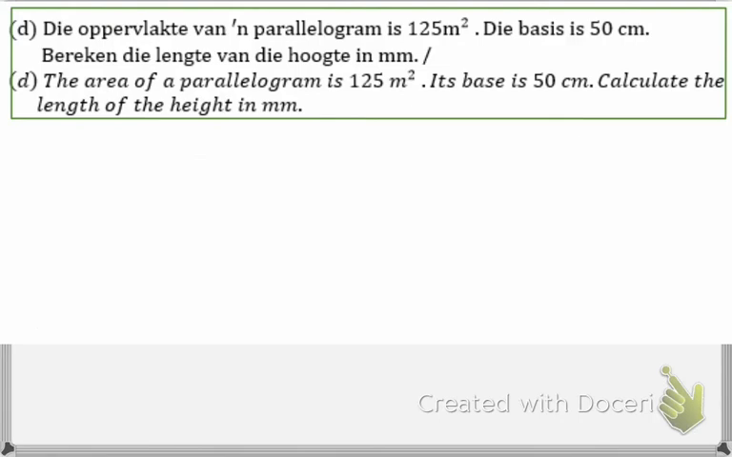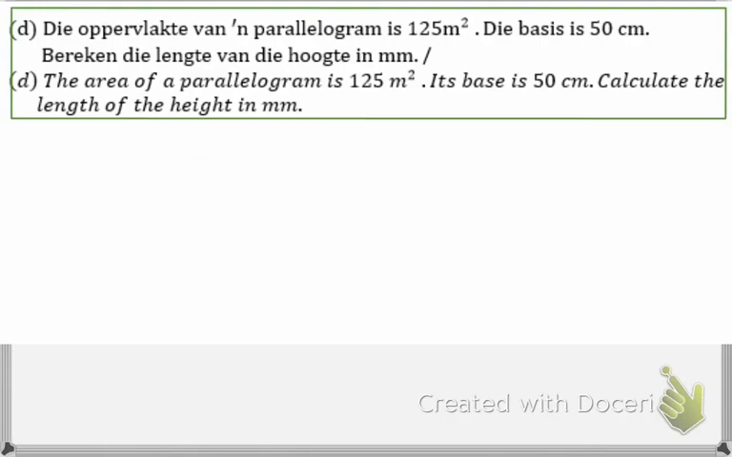In question number D, they tell us that the area of a parallelogram is 125 square meters. Its base is 50 centimeters, and we must calculate the length of its height in millimeters. Again, we have 3 different units here: meters, centimeters, and millimeters. Now, the easiest way to answer this question is to change all your units that you're going to use in your formula to meters, because the area is in square meters. Okay, so that's why I'm going to change that base, which is 50 centimeters, to meters.